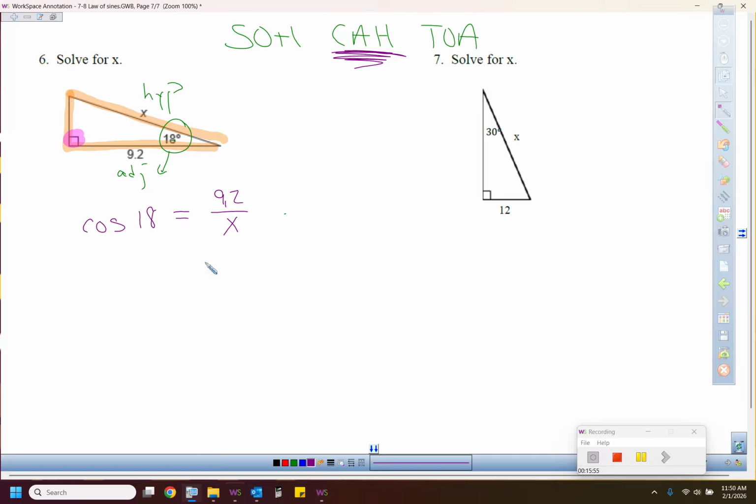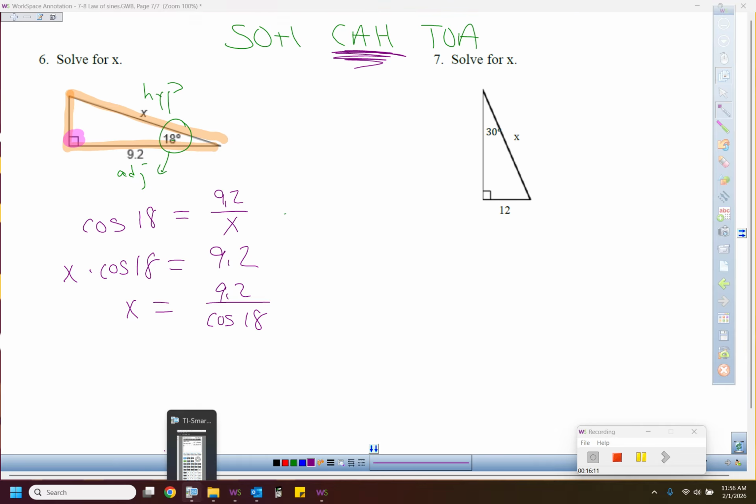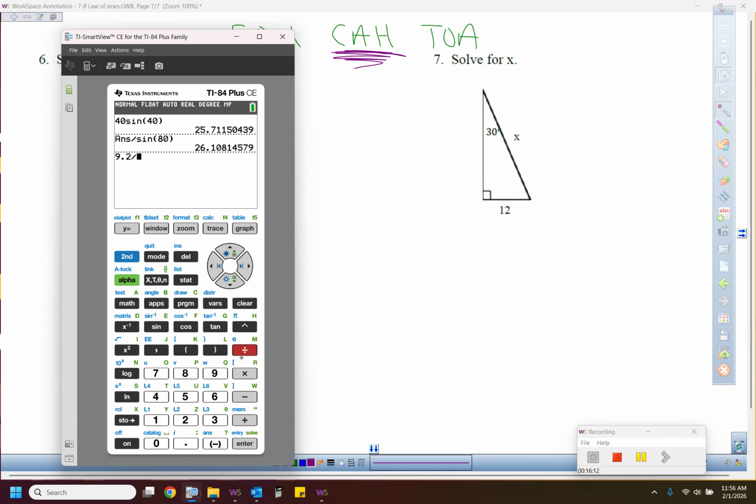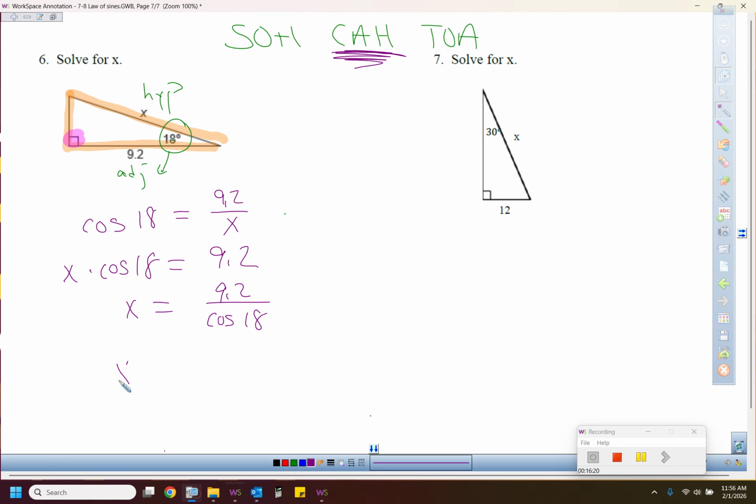And then we will get rid of the divide by x by multiplying both sides by x. And then we get x by itself by dividing both sides by the cosine of 18. So 9.2 divided by the cosine of 18. And I got that side to be about 9.7. X is about 9.7, which does make some sense. It should be longer than 9.2.